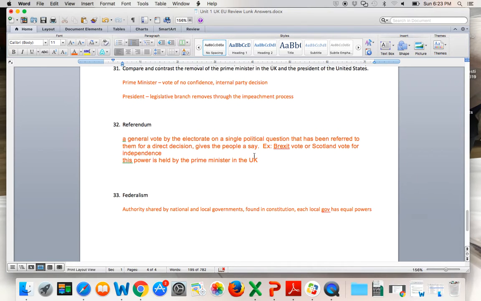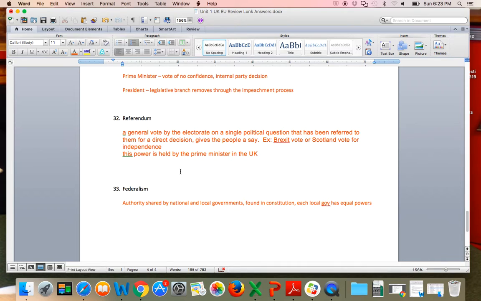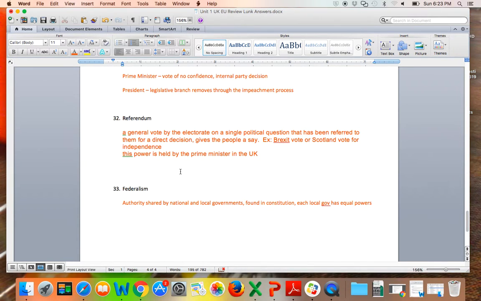A couple things I added here. The referendum is a general vote by the electorate. It's a political question, usually yes or no. Often it does not have any bearing. They just want to see whether or not people agree with something.